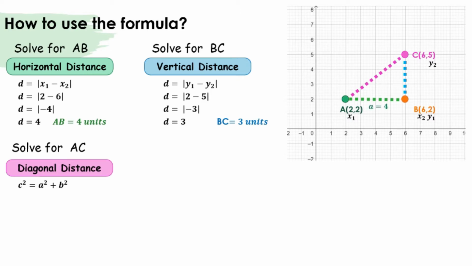So for this one, we will have A is equal to 4, then B is equal to 3, which are the distance of AB and BC respectively. And all you have to do is to find your hypotenuse, which is our C, which is the distance of AC. So using the formula, we're going to use the values of A and B. We will have C squared is equal to 4 squared plus 3 squared. Simplifying this further, we will have C squared equals 16 plus 9. And that will give you C squared equals 25. Getting the square root of both sides, we will have C is equal to 5. So therefore, our AC is equal to 5 units.